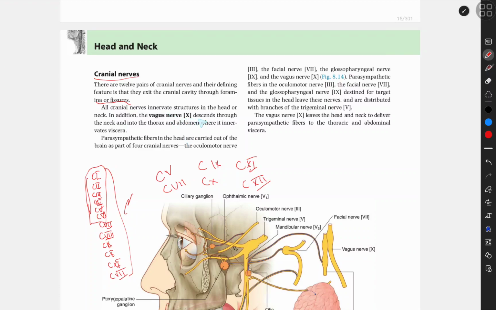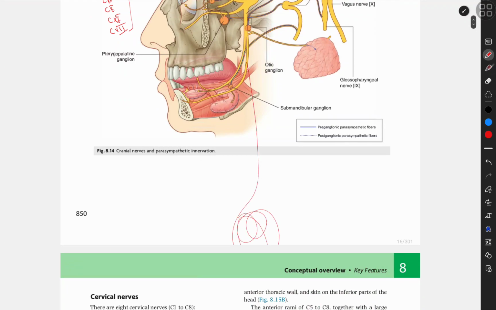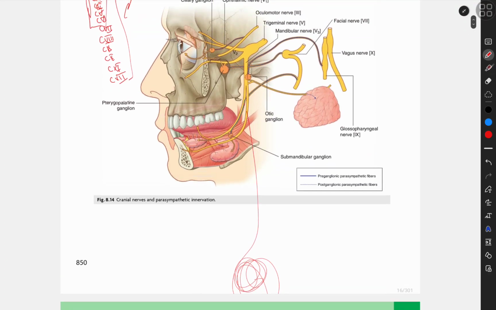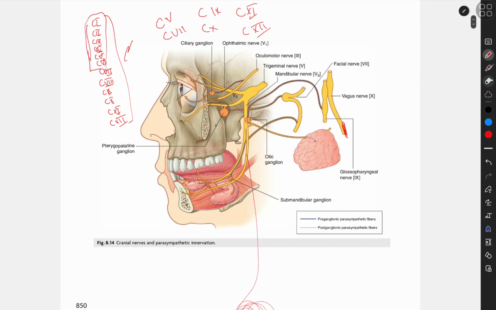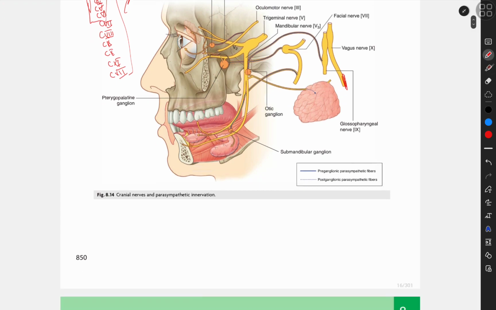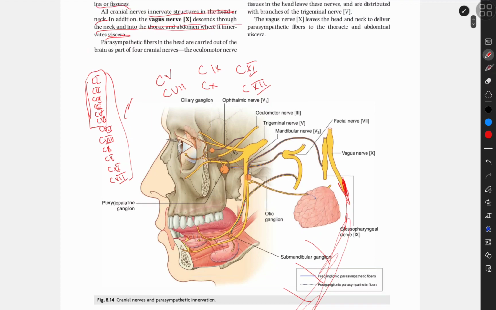All cranial nerves innervate structures in the head and neck, but the vagus, in addition, descends through the neck and thorax and abdomen, where it innervates the viscera as well. The vagus goes until the stomach. This is the vagus. It comes from the head and neck, goes all the way down to the stomach, gives some branches during its way, and innervates the stomach as well.